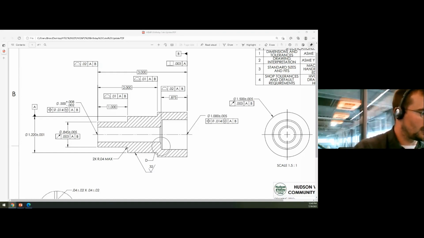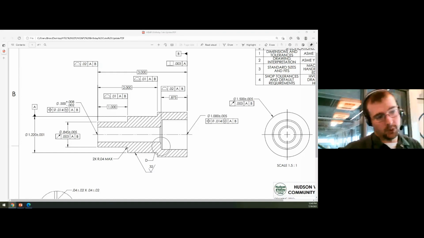Do we use metric? Not currently, but that is one of the updates we're making for either this semester or next semester. They're going to bounce back and forth, and they're going to have to work with either metric or standard.